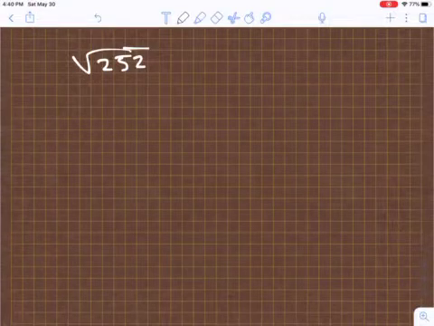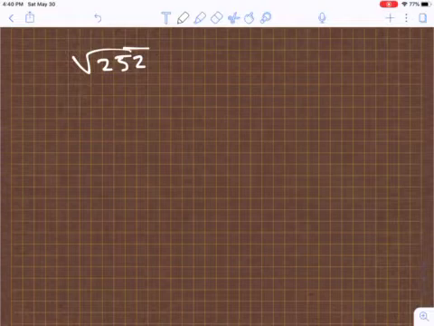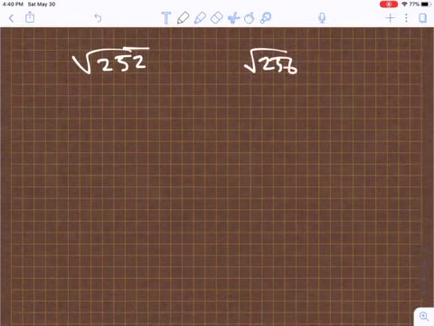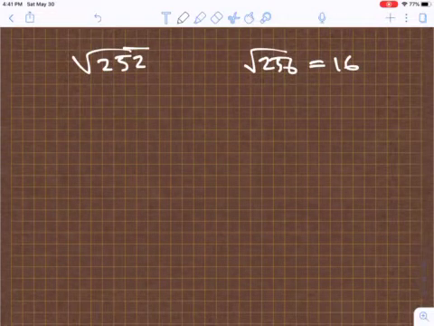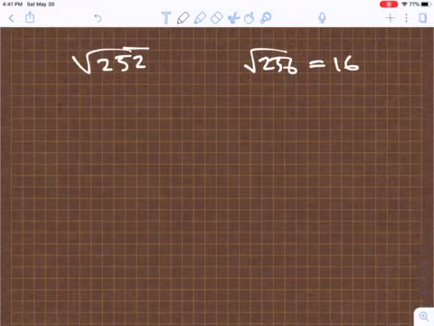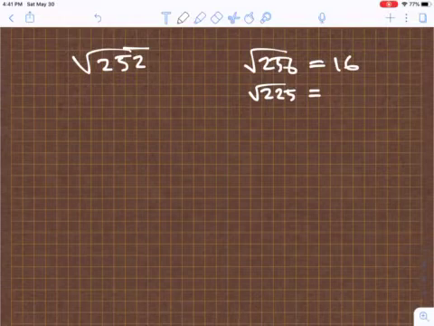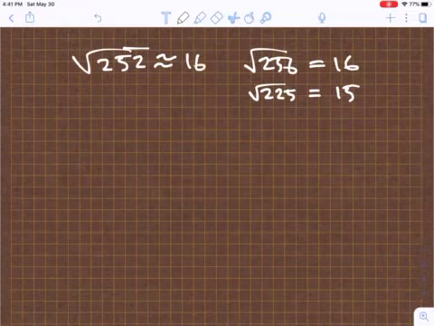Next one, square root of 252. Well, 252 is really close to 256, and we know the square root of 256 is 16. So it's less than 16, but it's only 4 off. And 15 squared is 225, so 252 is definitely closer to 256 than it is to 225. So you would say that is close to 16.